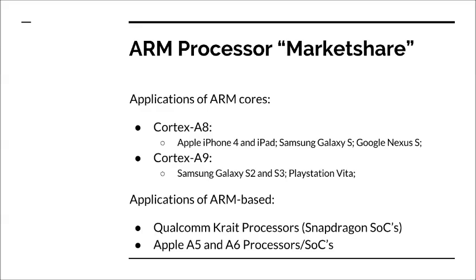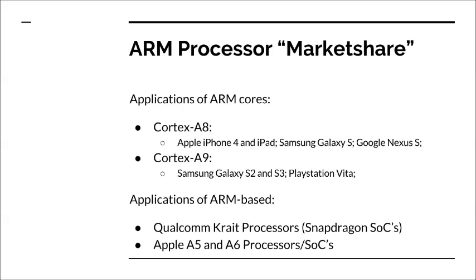But back to the market share, we'll be focusing throughout the presentation on two ARM cores, the Cortex A8 and the A9, and the Qualcomm Krait, which is an ARM-based processor. And we'll be focusing on those because they are a good example of how ARM and ARM-based processors have evolved over time, and how the ARM-based processors are actually getting quite a bit more popular than just buying the core designs themselves.